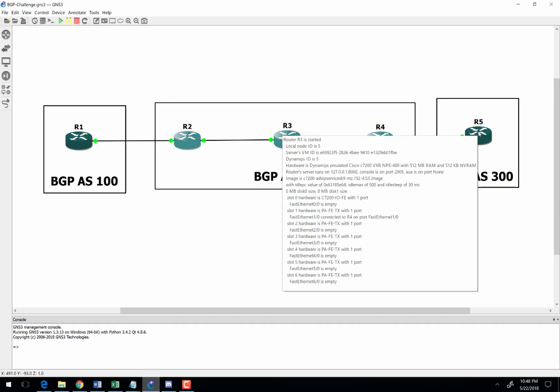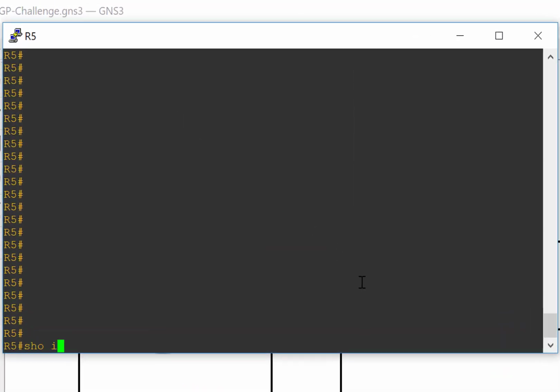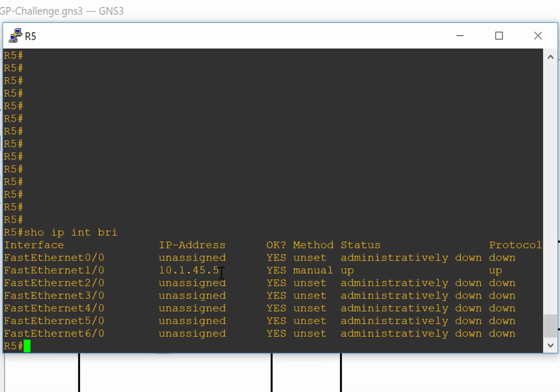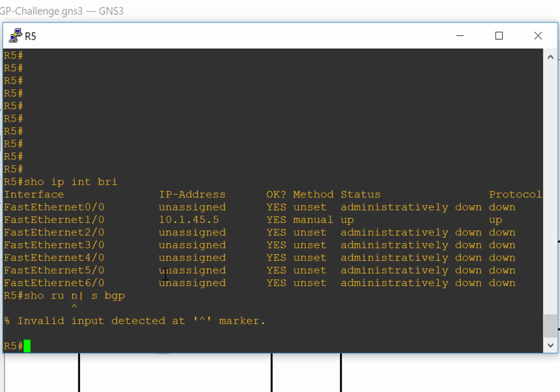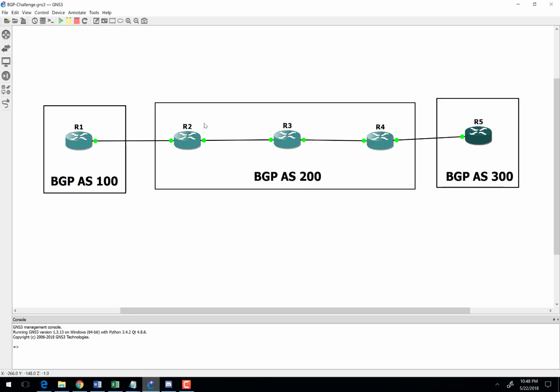I'm going to jump over to router 5 and show you the end of the line, what configs I have here. Show IP interface brief. I have only my interface IP address. Show run section BGP. I have only the router BGP autonomous system number statement and our single neighbor. So inside here on BGP AS200 is where all of the magic happens.